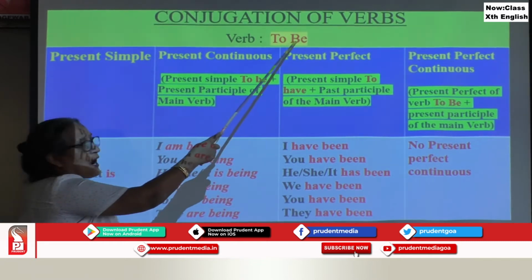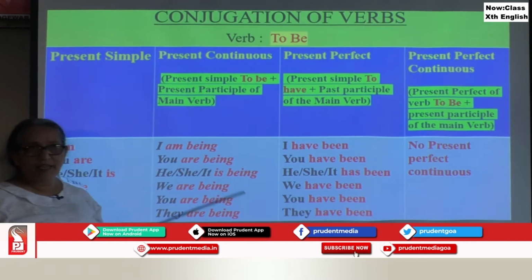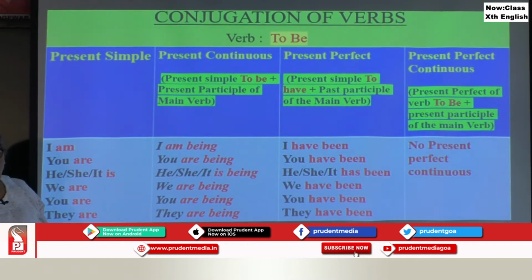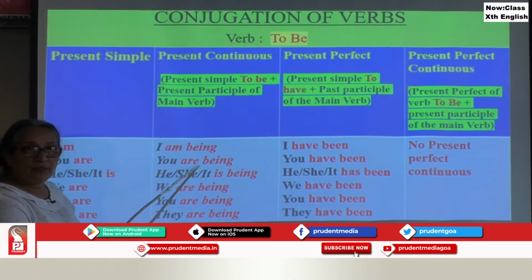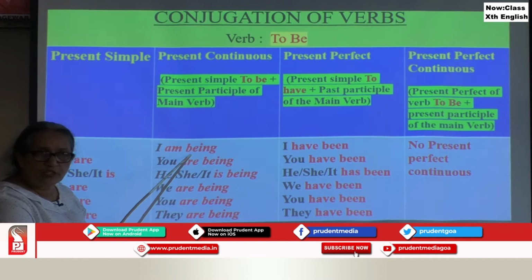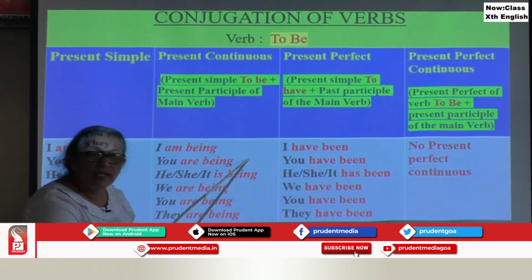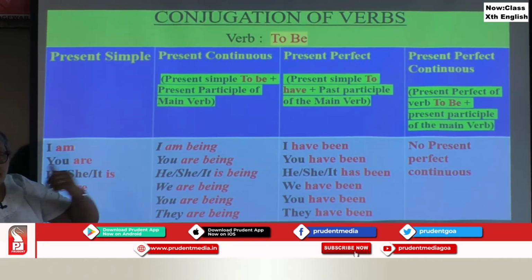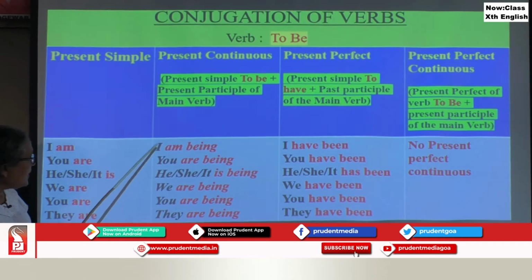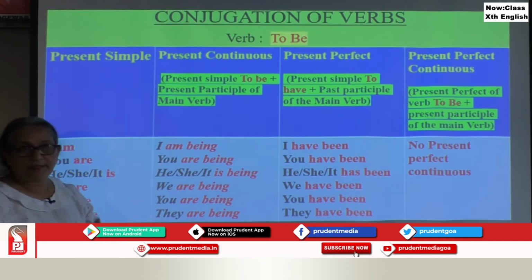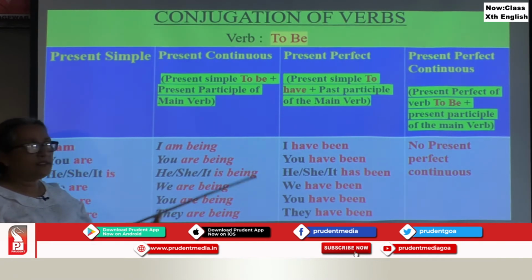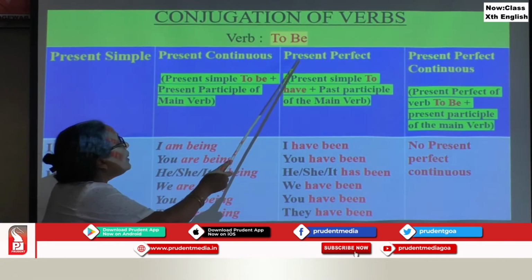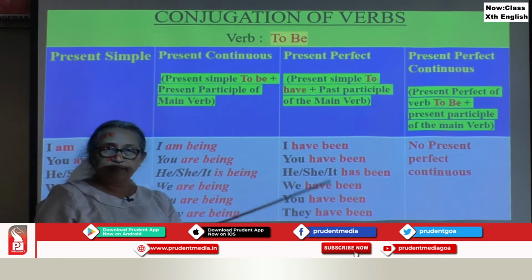Instead of be, now let us take verb have. How will you do it? I am. Where is the main verb? Have. What will you say? Having. Let us take the verb start. I am starting. Present continuous. Now I will take you on down the verbs. Present perfect. The rule is different.